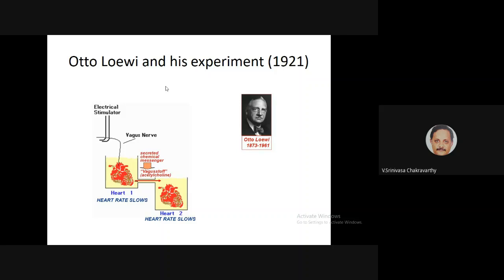How did this happen? The only way to explain this is when the nerve was activated, the nerve released some kind of a chemical, which acted on the first heart, but also a bit of it leaked out into the surrounding medium. And therefore, when the fluid was transferred from the first beaker to the second beaker, it was able to act on the second heart and slow it down. So which means the agent that mediates between the nerve and the organ, the heart, is a chemical. Which was a brilliant proof.